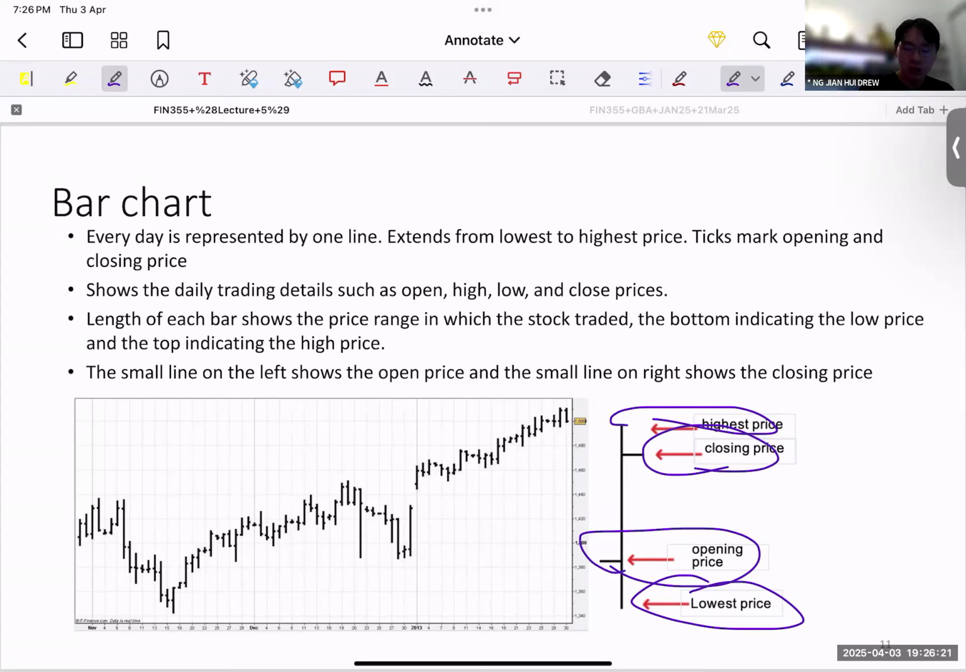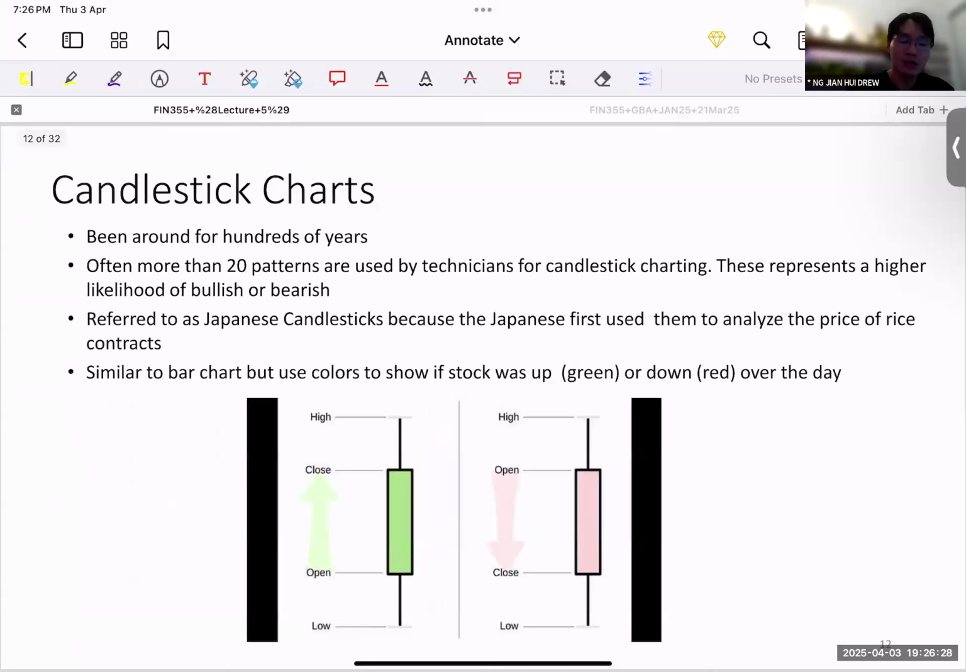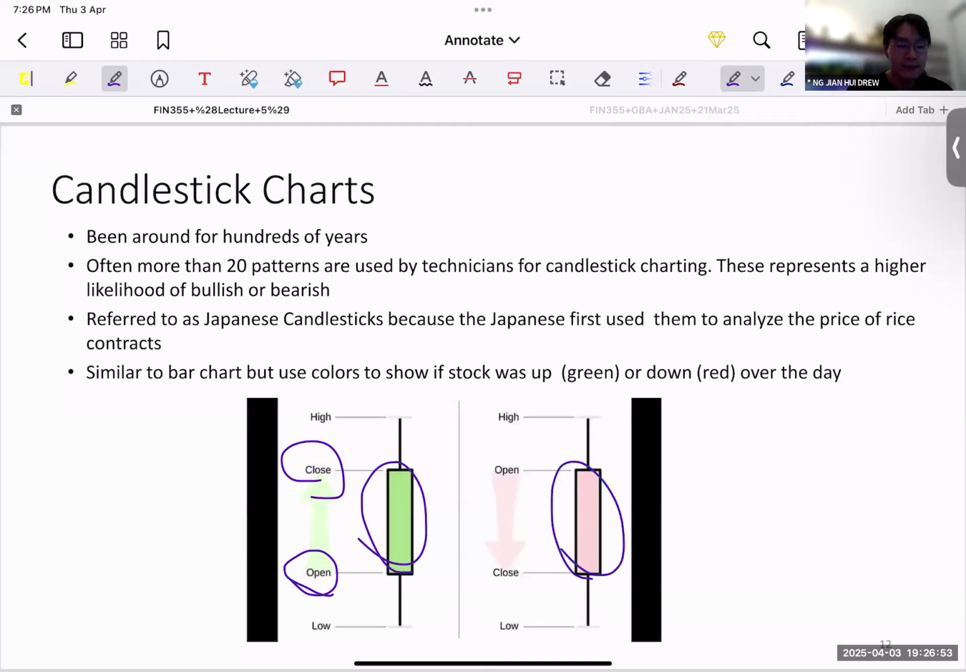However, this chart is good, but most people are now not even using this bar chart. They are using the candlestick because this one shows you the direction of movement within the day. Meaning, if within the day the opening is more than closing, there's an increase in the stock price, and the candlestick becomes green.